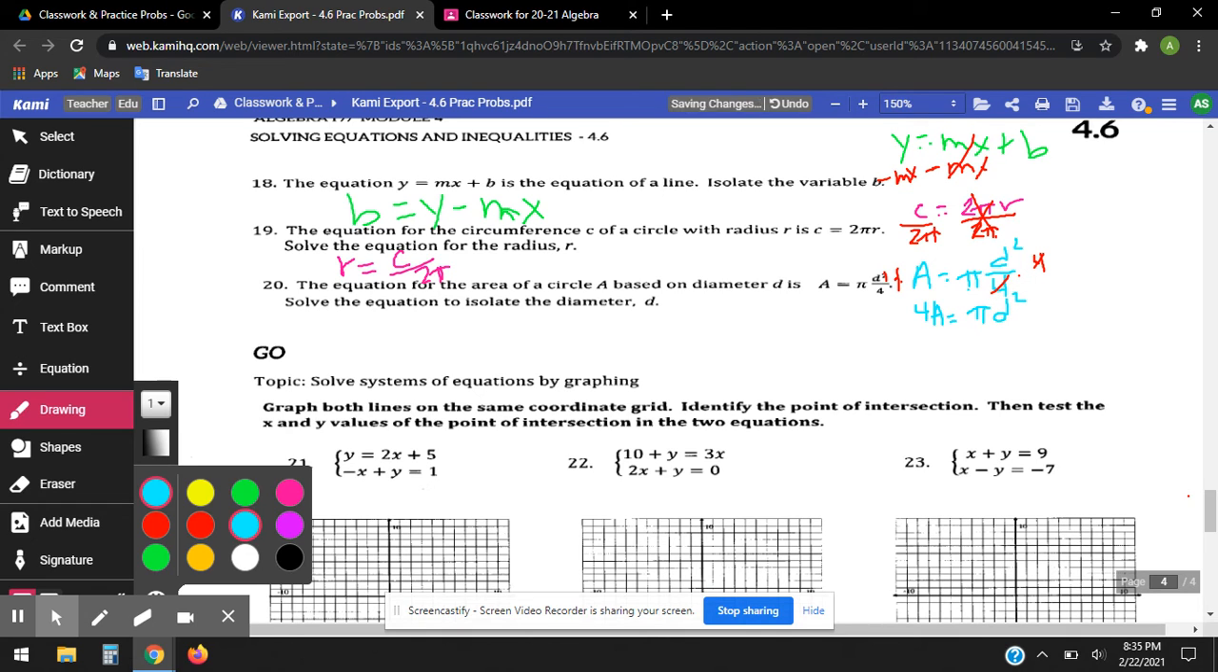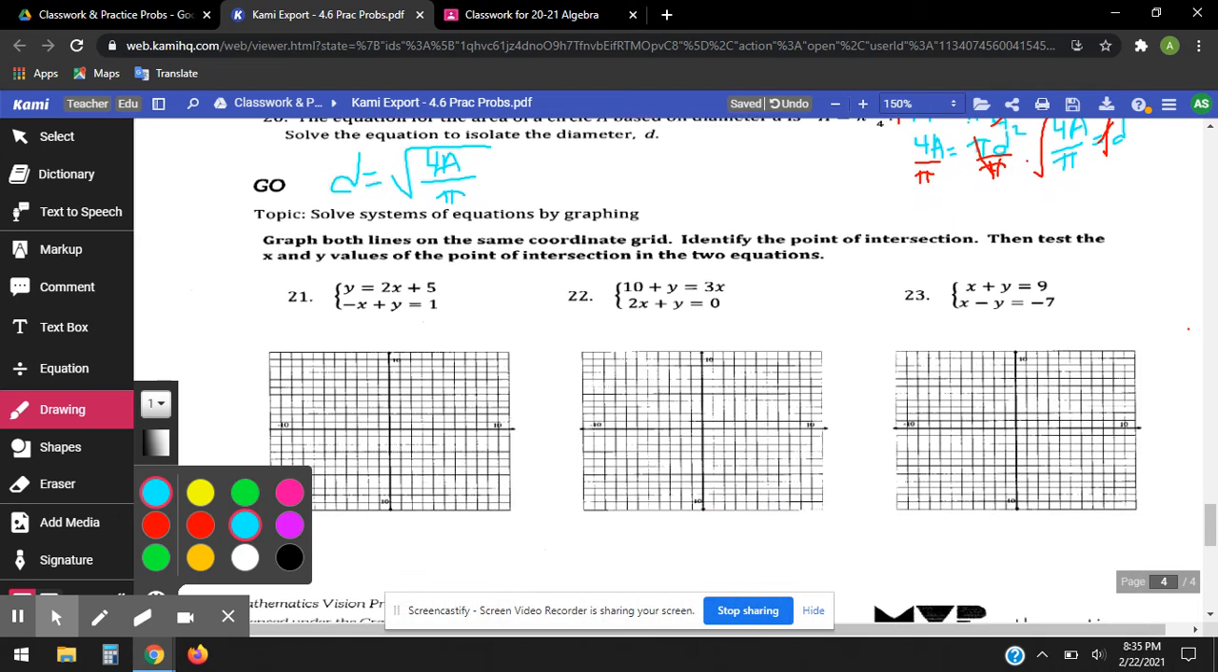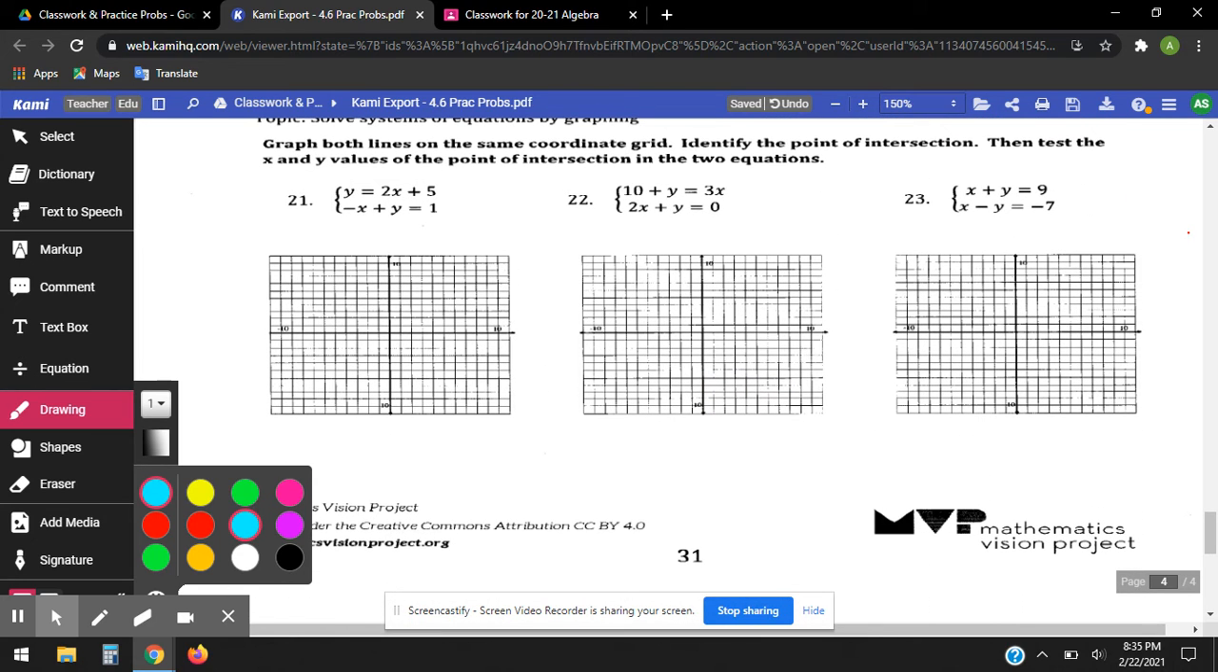So now I can divide by pi to get those to cancel. So I have 4A over pi equals d squared. How do I undo a square? Square root. So over here, d equals the square root of 4A divided by pi. Big finale. Let's do some graphing.